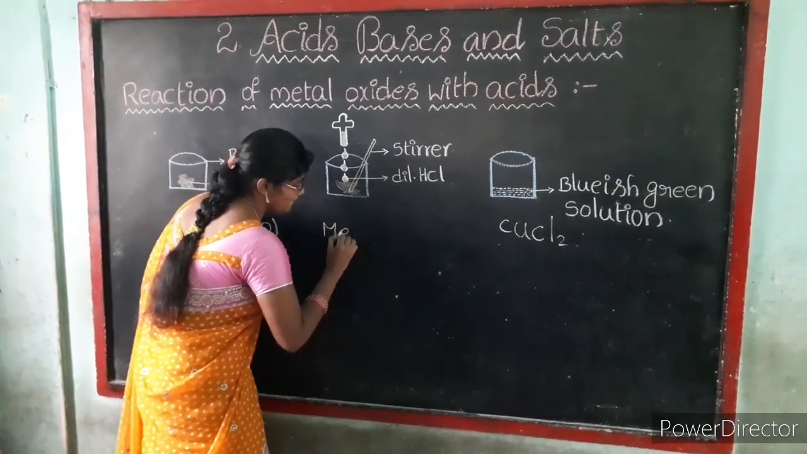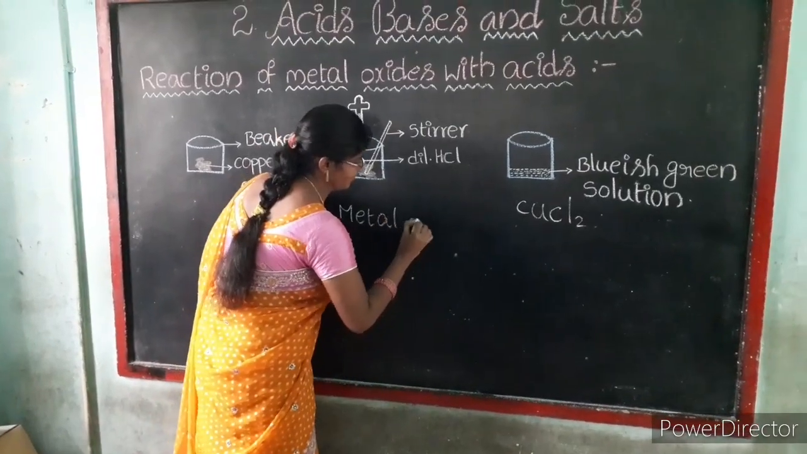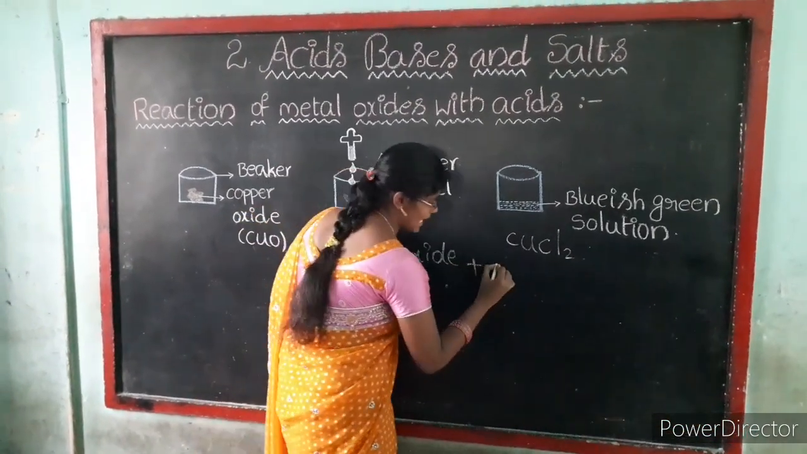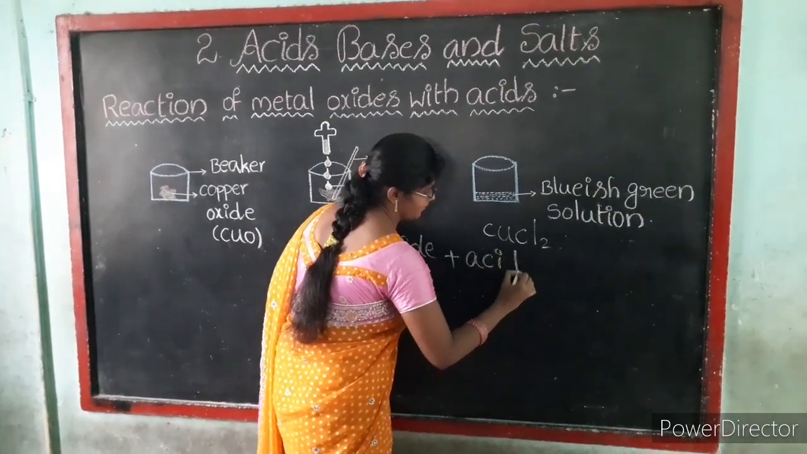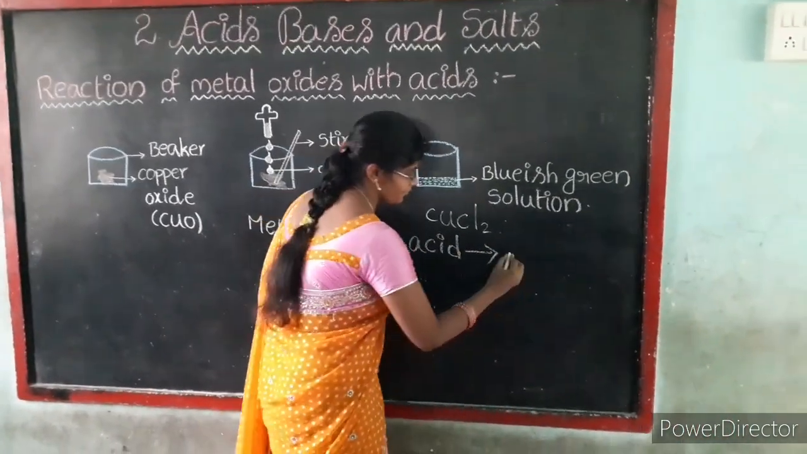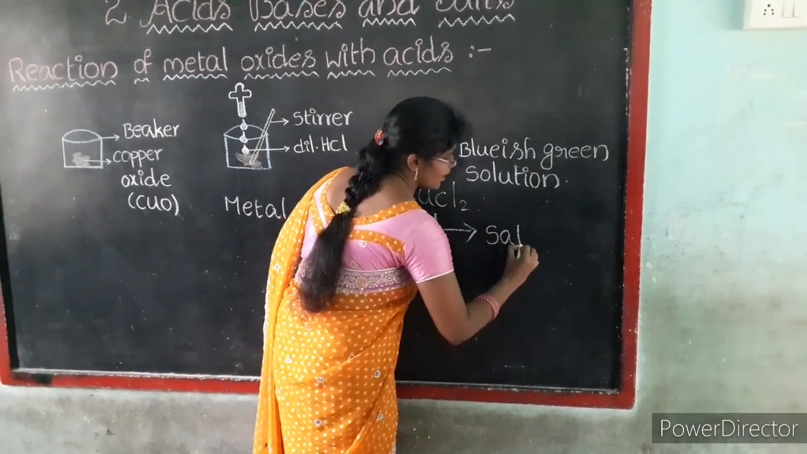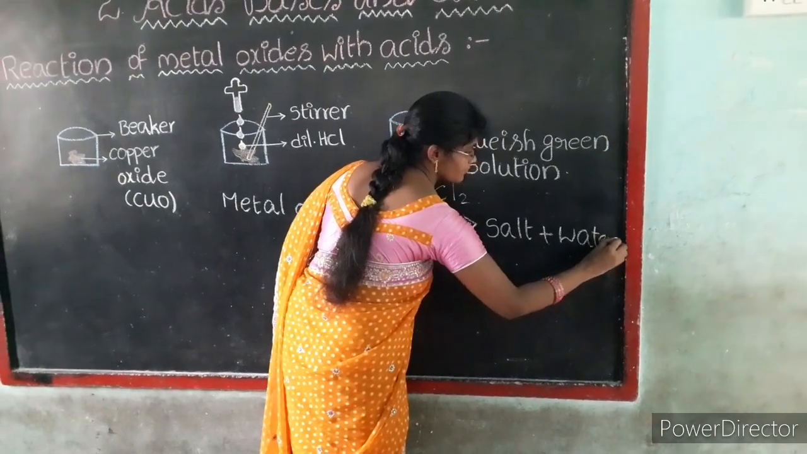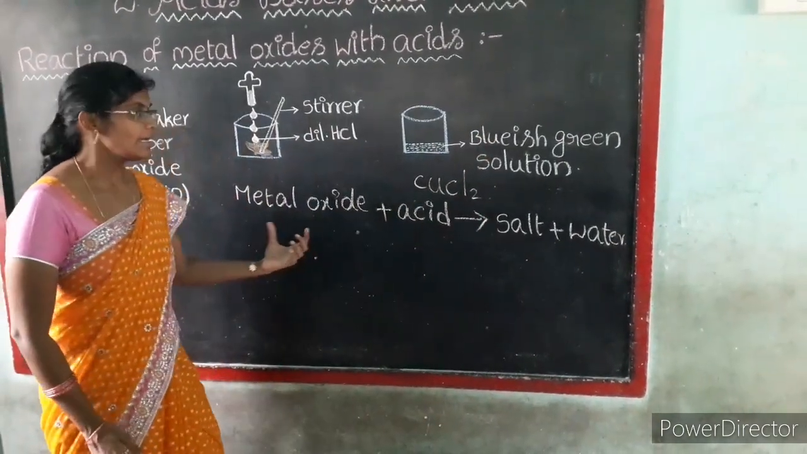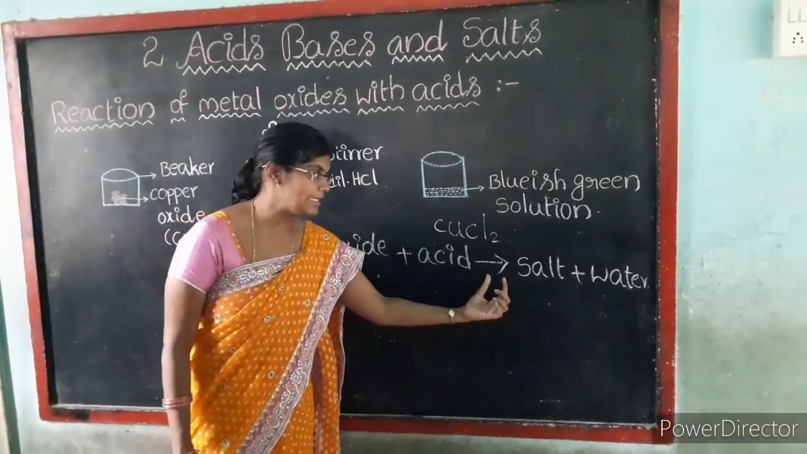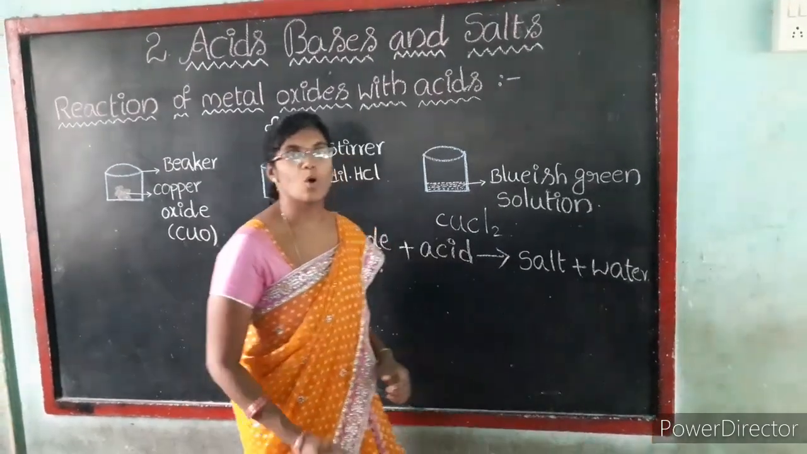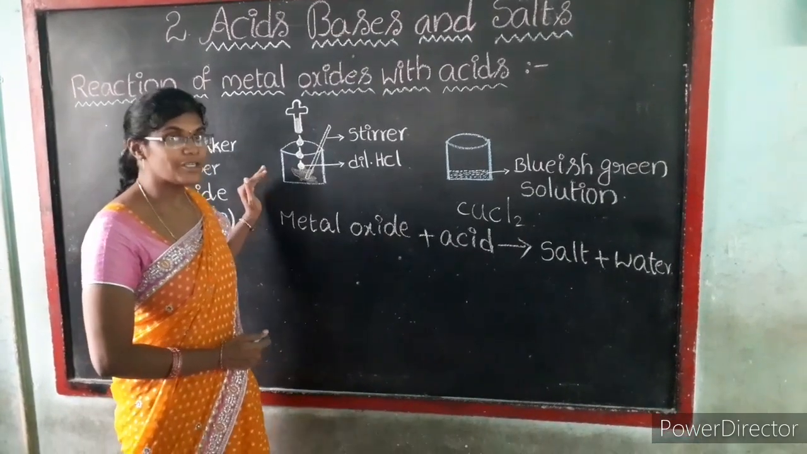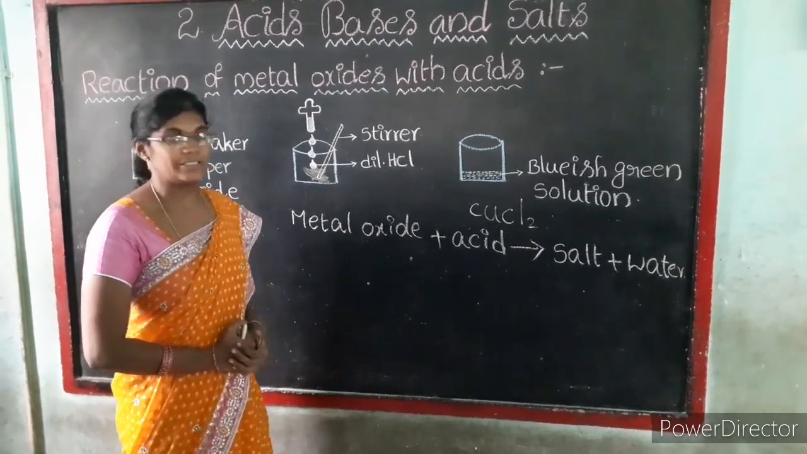Generally, metal oxides react with acid. They give salt plus water. When metal oxide reacts with acid, it gives salt plus water. So, now write the chemical equation for the above activity.